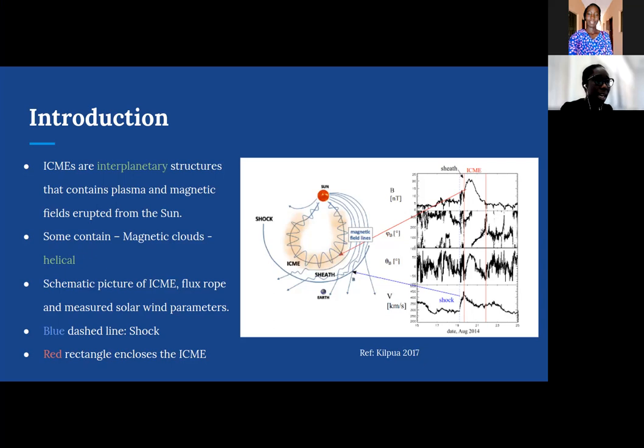Now, some of those ICMEs have been found to contain electromagnetic field lines, which is shown in this diagram. These electromagnetic field lines are known as magnetic clouds. Now, here on the left is a schematic picture of an ICME that was observed by the spacecraft in August 2014. In front of the ICME is a leading shock, which signifies the initial abrupt change in the magnetic field observed, and afterwards we see the ICME enclosed in the red rectangular box.